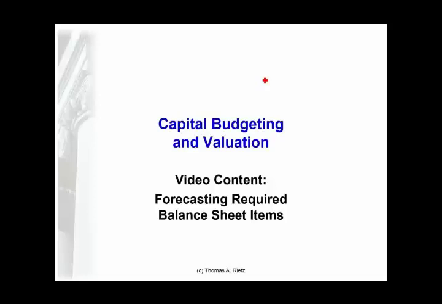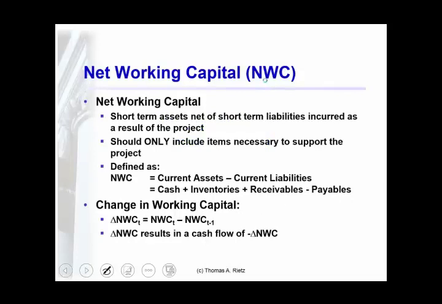This video discusses forecasting the required balance sheet items for a cash flow forecast for a project. We'll continue the example on HomeNet that we started in the last video. We'll need to forecast two things. One is the net working capital that will be tied up in the project. As we develop a project, we may tie up some cash.